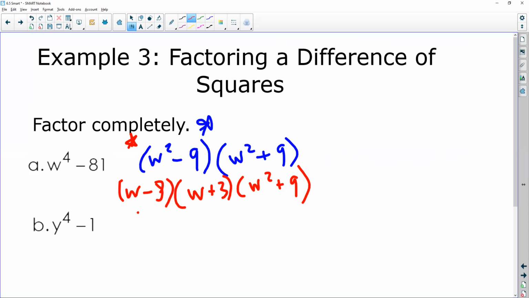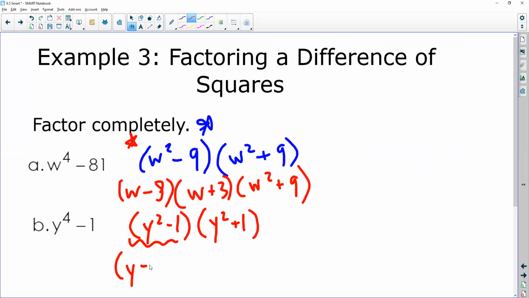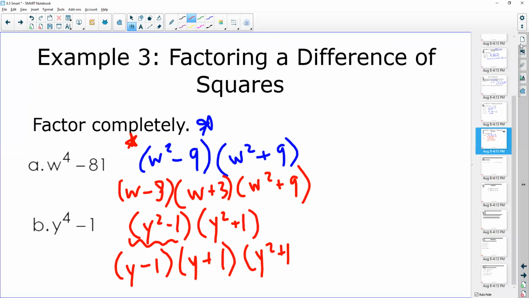Same thing here in the next one you try. So I get y squared minus 1, y squared plus 1, and then this y squared minus 1 is still factorable. Y minus 1, y plus 1, because that's also a difference of squares, y squared plus 1. All right.